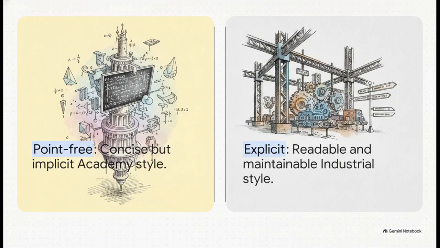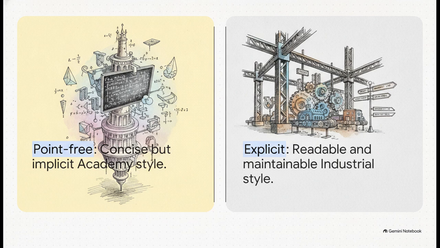Well, Ang strongly argues against doing this. Let's compare the two approaches. On the left is the eta-reduced point-free style, and yes, it is very concise, but it's also entirely implicit. This is often referred to as Academy Haskell. You know, the kind of code that looks really clever written out on a chalkboard. But on the right, we have explicit arguments. You write out exactly what is being passed in. This is industrial Haskell. It prioritizes readability and long-term code maintenance over just trying to look clever.